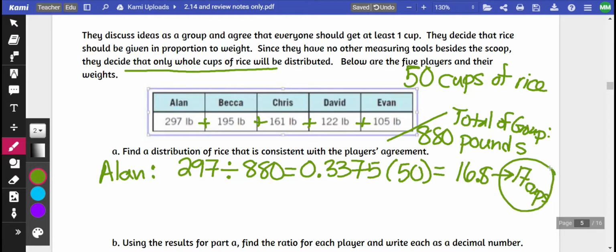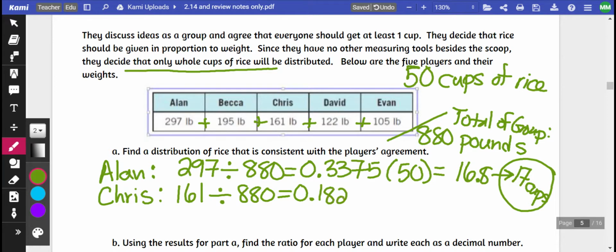Okay, let's go ahead and find out what Chris's would be. I'm not going to have us do all of them, just some of them. So for Chris, he is 161 pounds, and the group has a total of 880 pounds. So we get 0.1829. We're also going to take that times 50. That's the overall cups of rice for the group. And we get 9.14, which is closer to 9 cups.